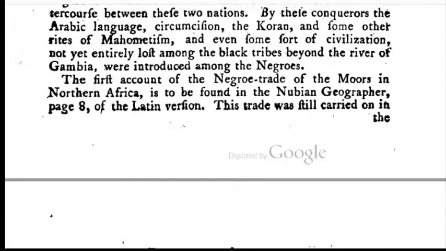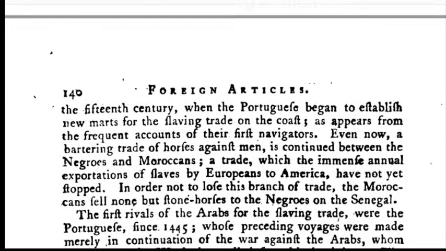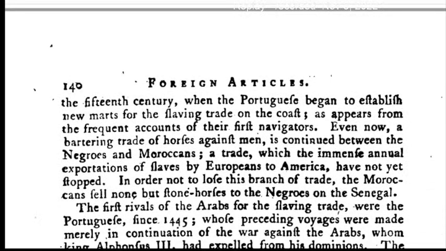Okay, the first account of the Negro trade of the Moors in northern Africa is to be found in Nubian Geographa, page 8 of the Latin version. This trade was still carried on in the 15th century when the Portuguese began to establish new marts for the slave trade on the coast.